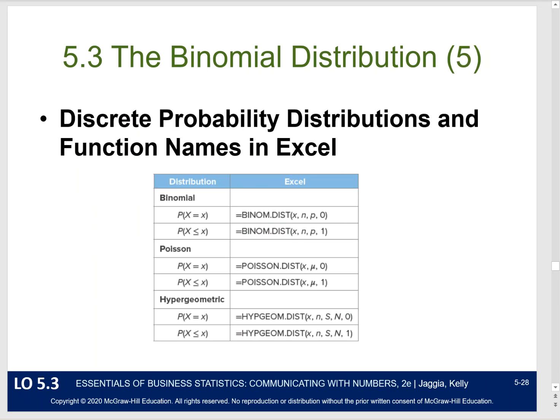Now, if we look here, we have the formulas that we're going to use in Excel. And so we're, of course, going to be focusing on this top box here, the binomial distribution. But we'll use the Poisson distribution and the hypergeometric distribution formulas in the following videos. So now let's jump over to Excel.